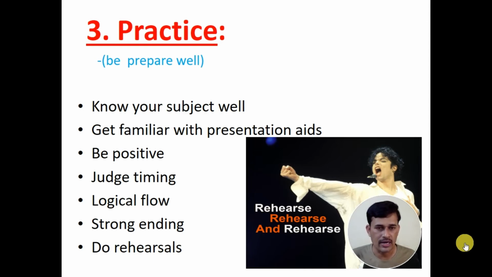Be positive whenever you are preparing for a presentation. Yes, we do a lot of research and we prepared our presentation.